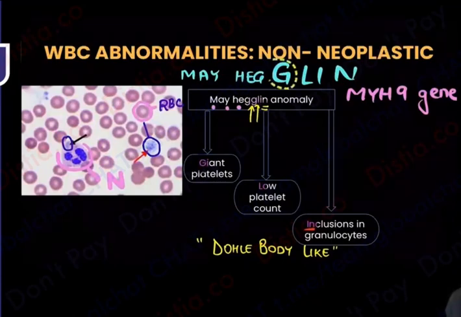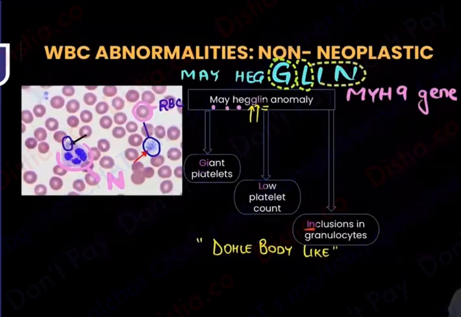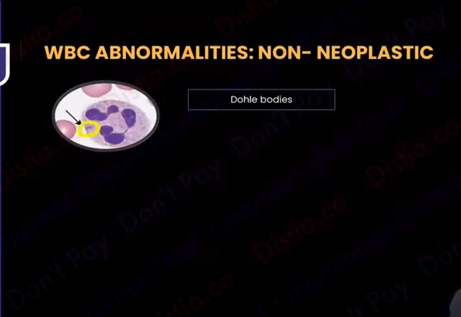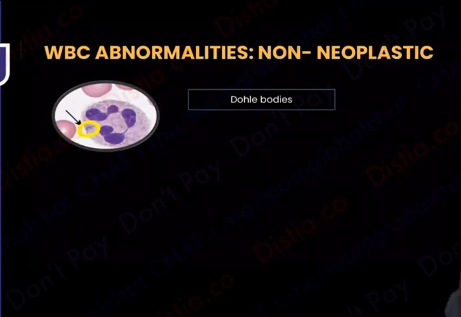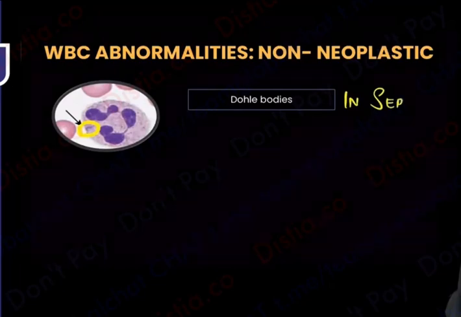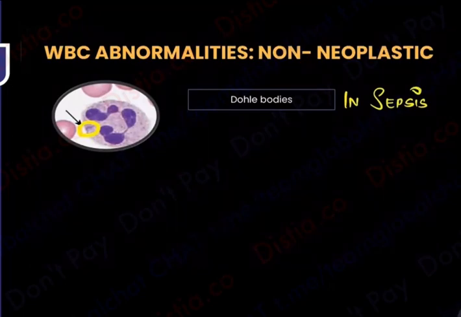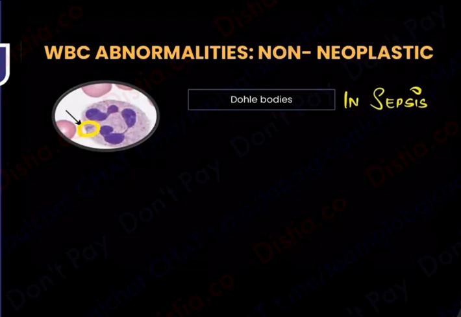So the G will stand for giant platelets, the L will stand for low platelet count, and the IN will stand for inclusions, Dohle body-like inclusions, because your next question towards me is, what is a Dohle body? What exactly is it? That was Dohle body-like inclusion, but what is a Dohle body? Dohle body is going to be seen in patients suffering from very severe infection, sepsis. So, when I get a blood sample in my lab and I start seeing these inclusions, I immediately call the clinician and ask, is this patient in sepsis? Is he showing you signs and symptoms of sepsis? Because Dohle bodies are seen there.